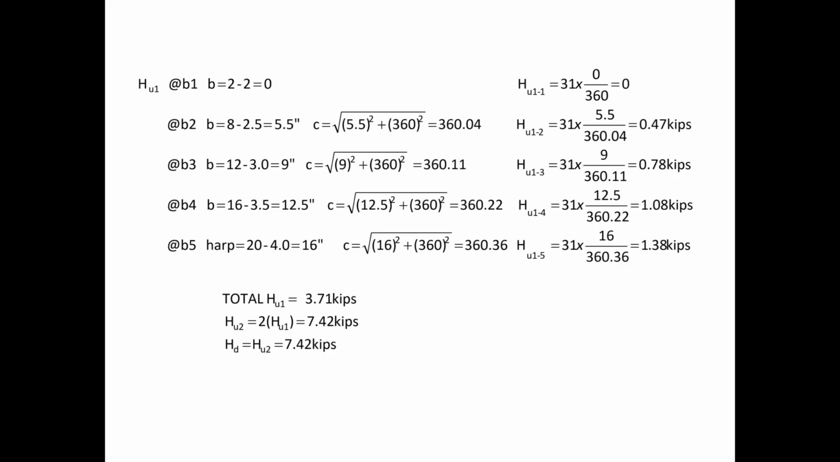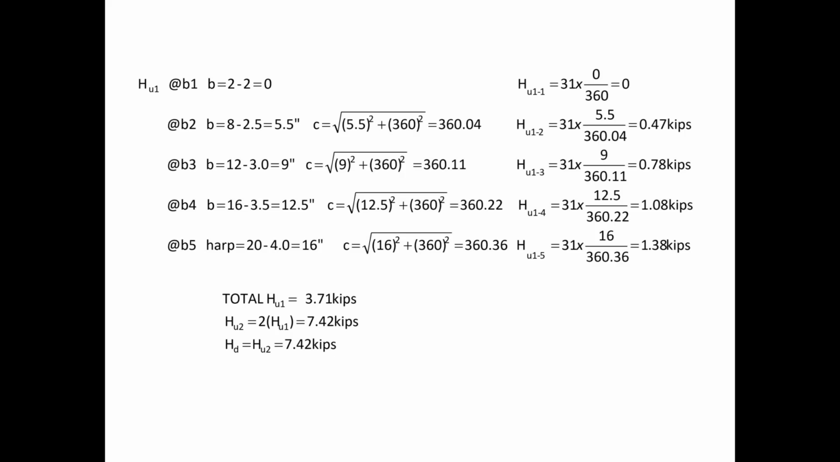And then for strand five, B is 16 inches. C is 360.36. And the vertical force is 1.38 kips. Okay, so the total hold-up force is all four of these strands combined, so that would be 3.71 kips.